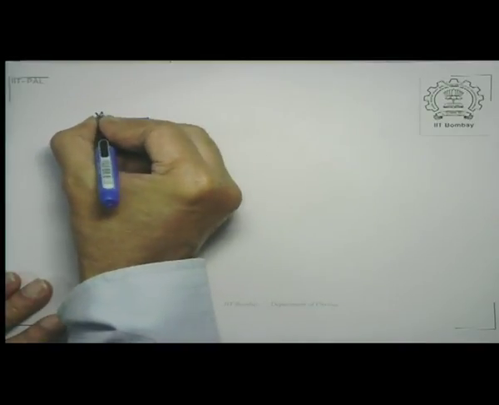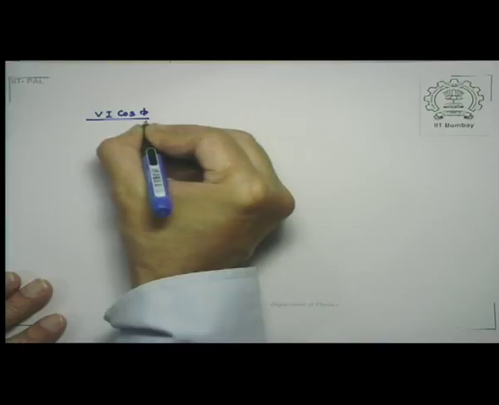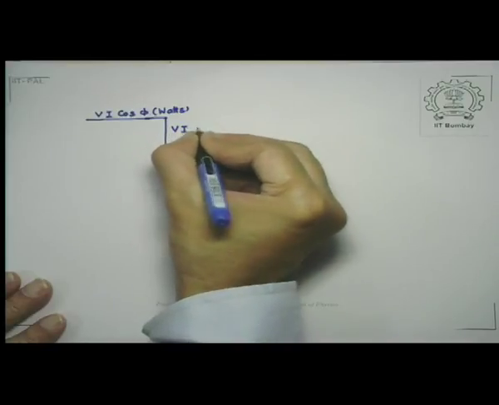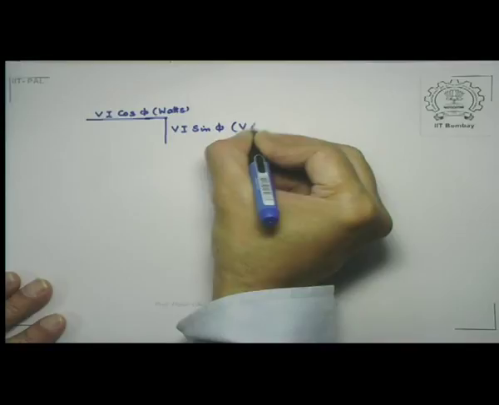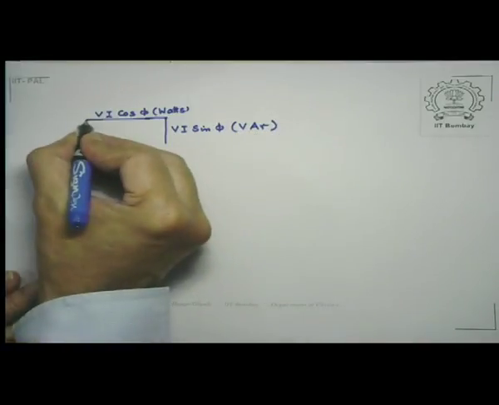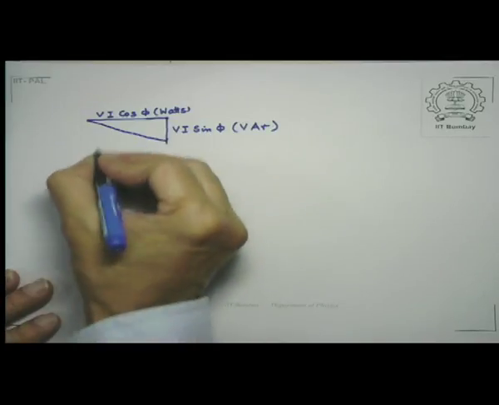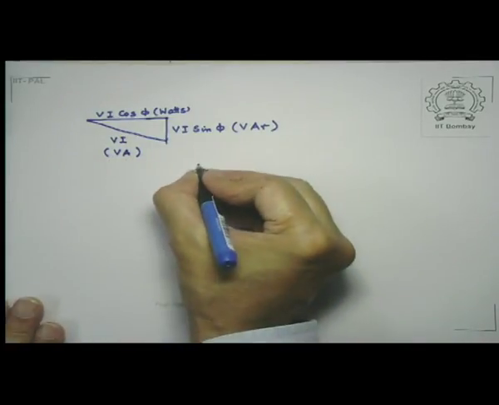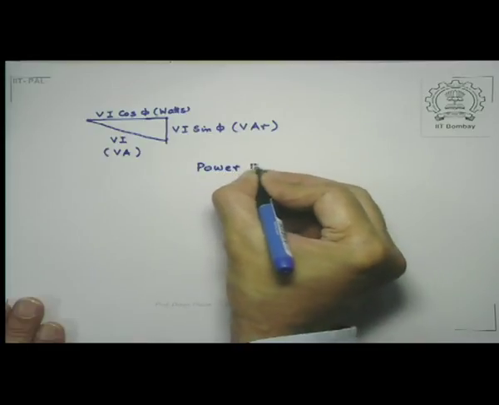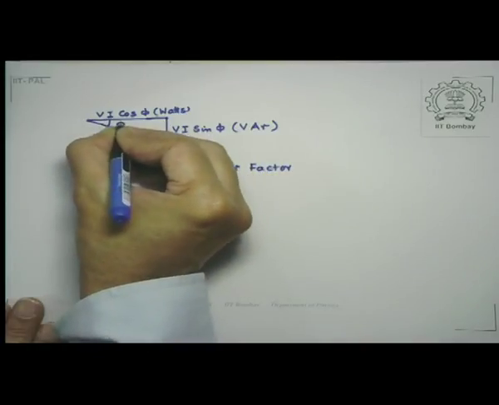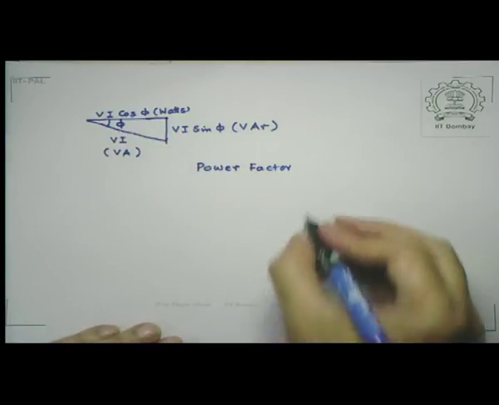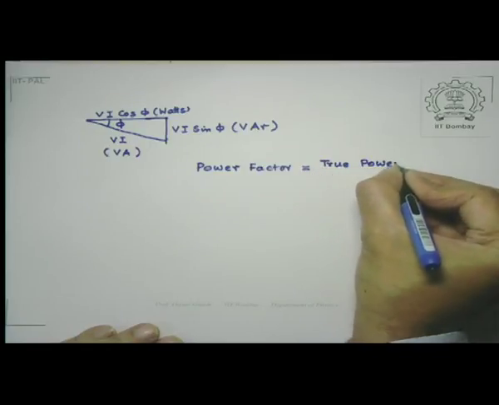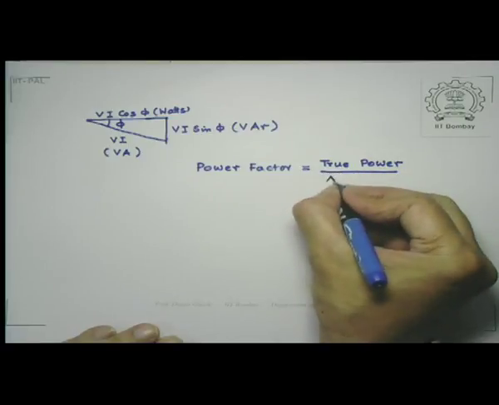So this is VI cosine phi. This, as I said, is measured in watts. The wattless component is here, VI sine phi, which is in VAR, and the apparent component is along the hypotenuse, which is simply equal to V times I, and this will be measured in volt ampere itself. And the power factor, recall that this angle is phi, is simply given by true power divided by the apparent power. That would be the cosine of the angle phi.